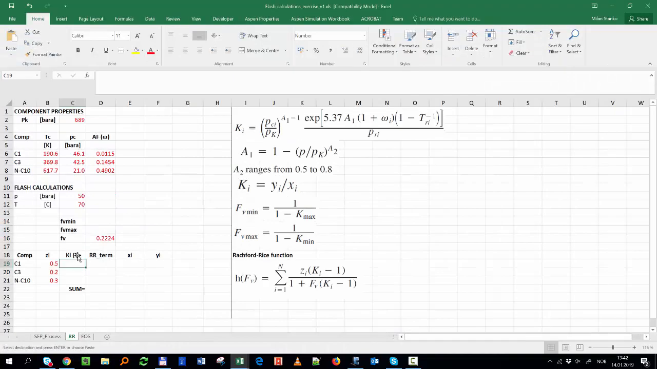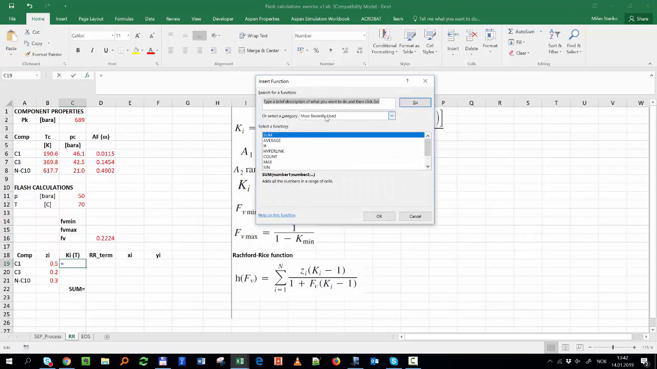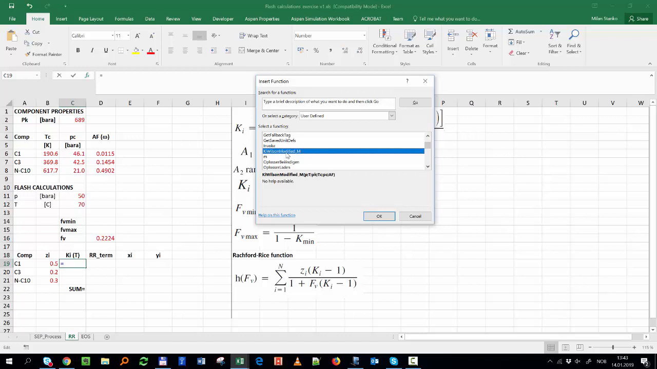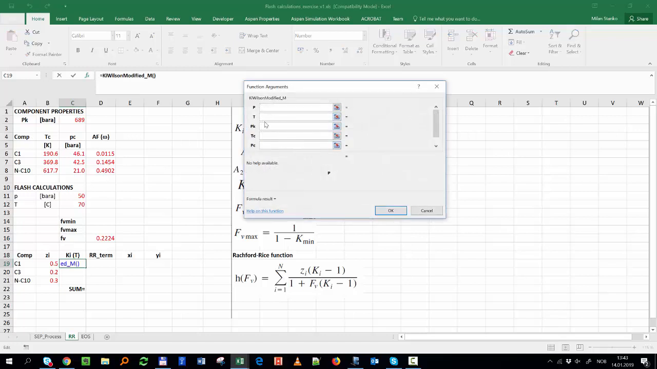To use it, I come here to call the function, insert function. It's a function that I create, okay? It's not available in any Excel, it's just on my Excel. So I have to go down to user defined, and I have to find this Ki Wilson modified. Pressure, the pressure is here. Temperature, I have to check the units, right? But let me just fill it and then we check the units.